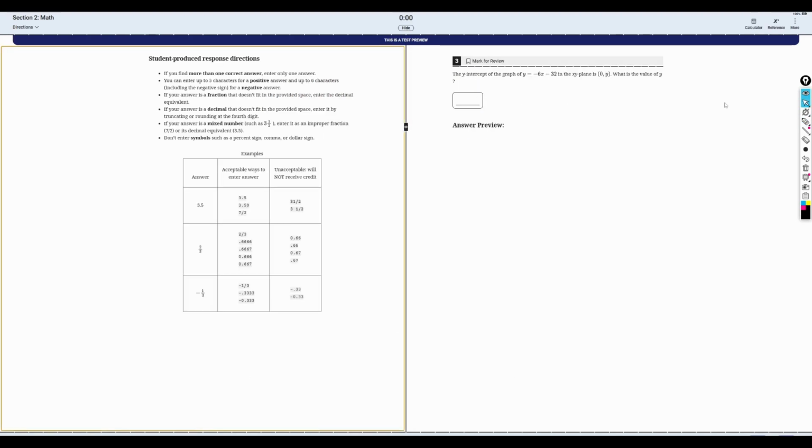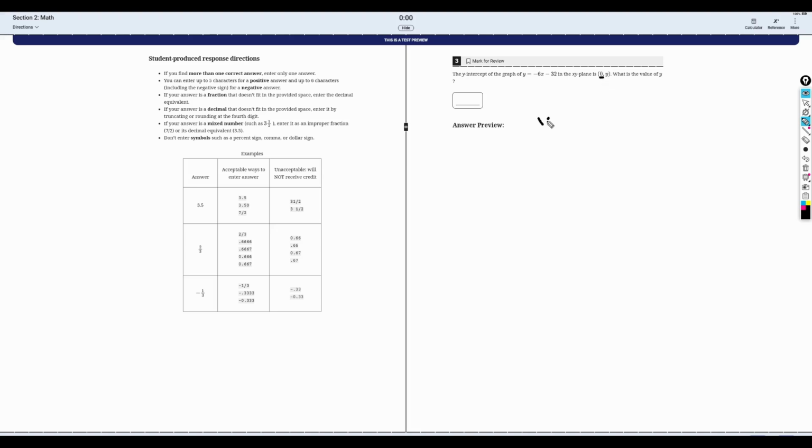This problem is very easy. I don't think anyone should miss this one. We are given the y-intercept of the graph of y equals negative 6x minus 32 in the xy plane is 0, comma y. What is the value of y? So all we need to do is literally just plug in what we know. So we are given x equals 0.